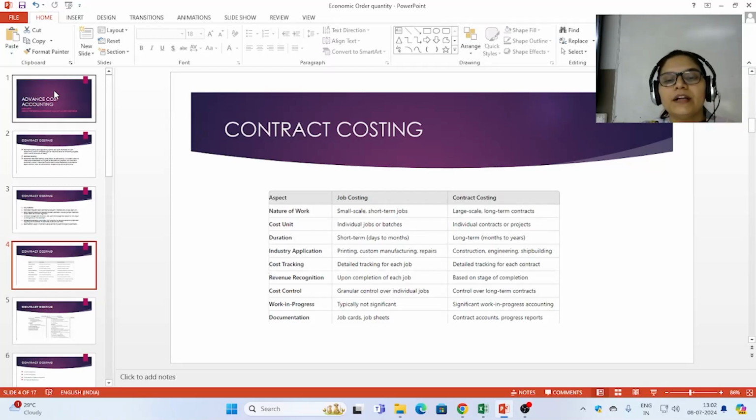Documentation: job cards, job sheets, contract progress reports, etc. These are all parts of contract costing. And in the case of job costing, documentation includes job cards, job sheets, etc.